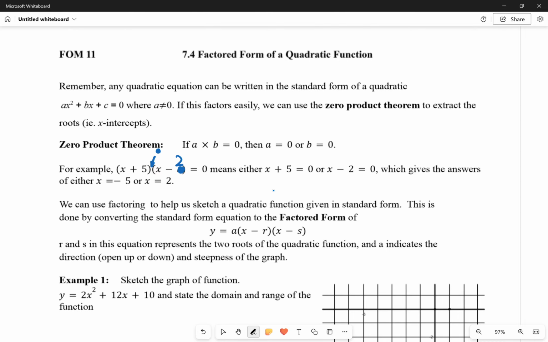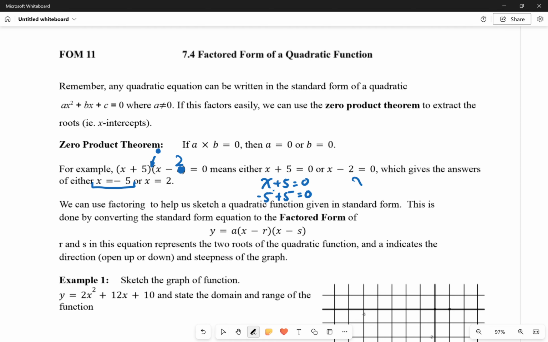This means that either x plus 5 is equal to 0, so either your first bracket is 0, or your second bracket of x minus 2 is 0. Okay. And to make this 0, well, if you have x plus 5 is equal to 0, what does x have to be? Well, x has to be negative 5, because negative 5 plus 5 is the only way you can get 0 out of that. Okay. So that's how you get x equals negative 5 over here.